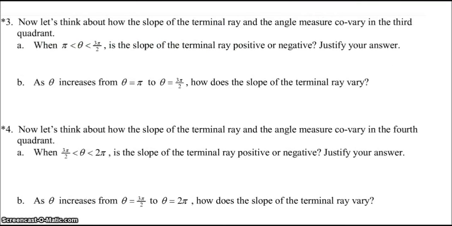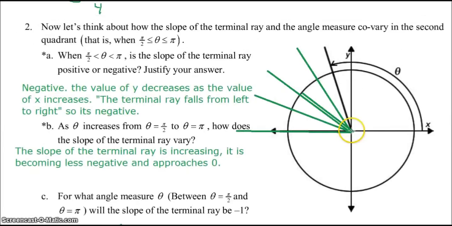Now let's think about how the slope of the terminal ray and the angle measure covary in the third quadrant. When theta is between pi and 3 pi over 2, is the slope of the terminal ray positive or negative? Justify your answer. Here in the third quadrant, our rays will look like this, and these have a positive slope.